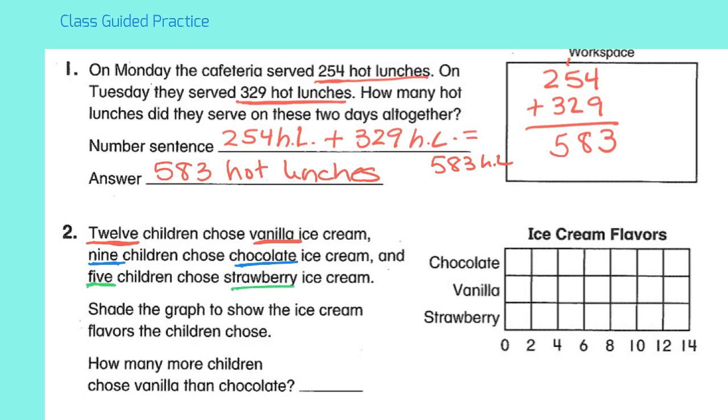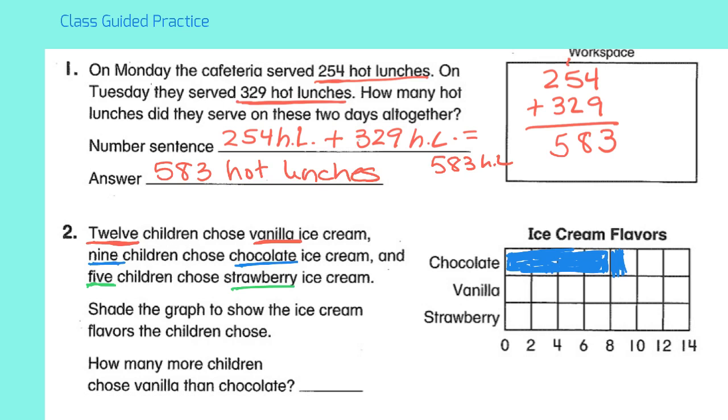So, shade the graph to show the ice cream flavors the children chose. So let's see, for chocolate, they chose 9. So I can color in all the way to the 8. And then we need to color in half of the next segment to equal 9, because if we colored it all the way, it would be 10, and that would be wrong.